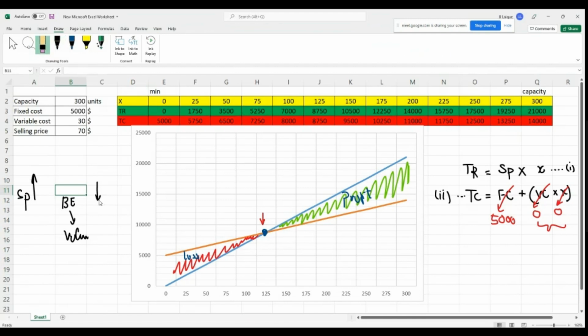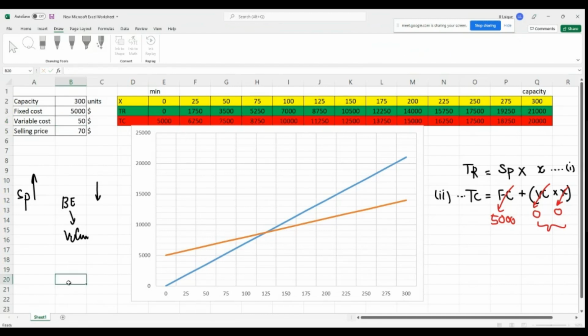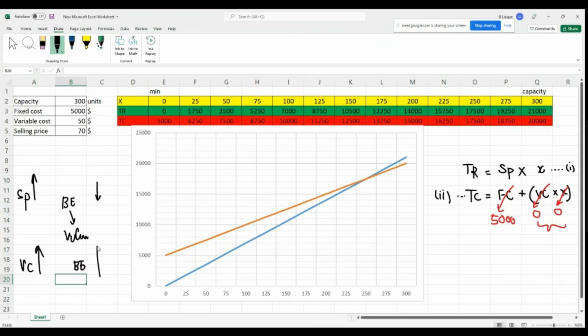Now let's see what will happen if we change the variable cost right here. So let's move towards the variable cost. So the variable cost per unit is, suppose, 30. Let's make it 40, and let's see the impact of it. Or let's make it 50. What basically happened is when we increase the variable cost, right? So this is now the variable cost. When we increase that, then the break-even volume will also increase.